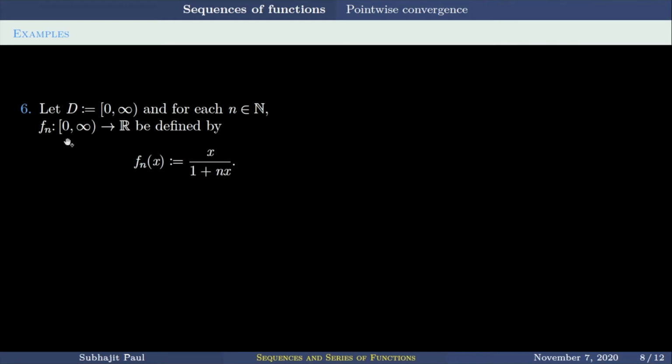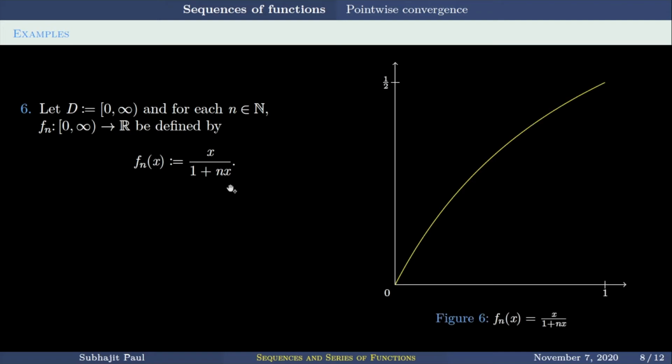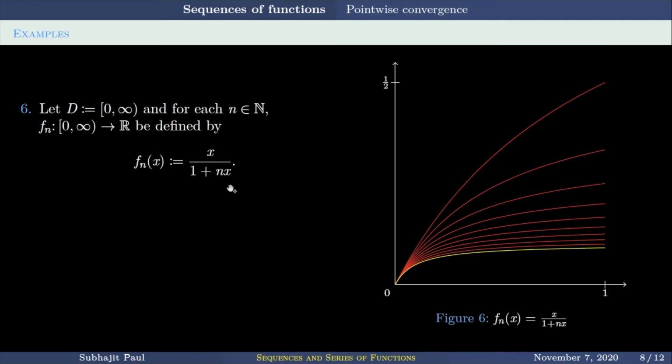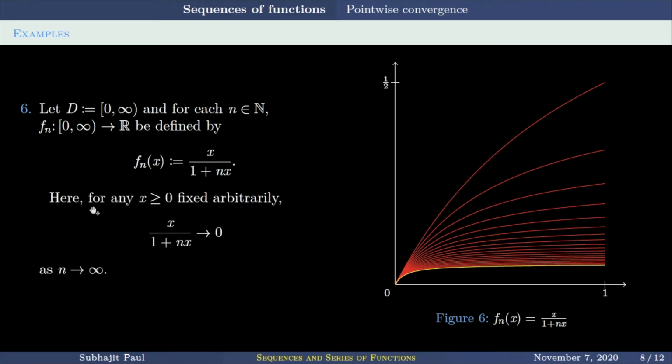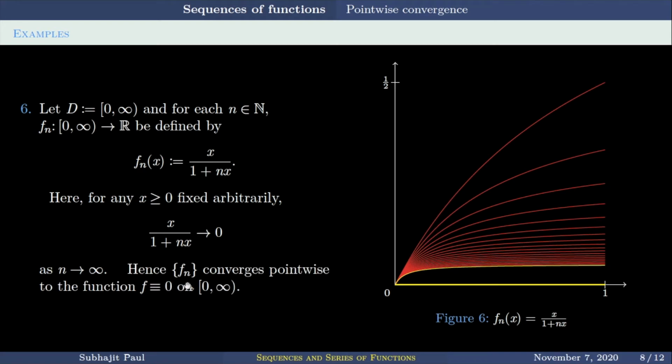Next example, over the same domain [0, infinity), and this is x over 1 plus nx. So the graphs are like this. You can see that they are coming close to 0 again. Here, for every x greater than or equal to 0 fixed arbitrarily, x over 1 plus nx is tending to 0. Hence, the sequence converges pointwise to the function identically equal to 0 over the entire domain.